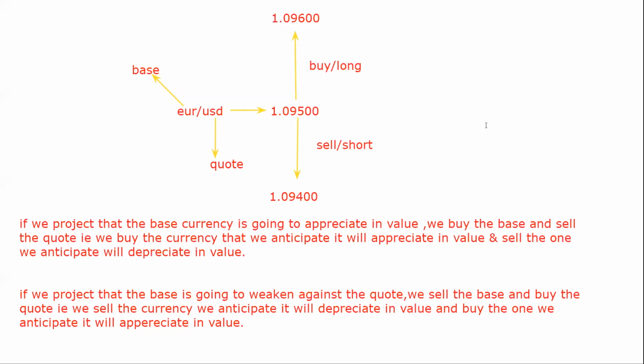So all the movement that is done on the forex market is measured in pips. If an exchange rate moves from one price point to another price point, that movement is measured in pips. So in this case, if the currency moves from 1.09500 to 1.09600, we say it has moved a certain number of pips. So the movement up or down is measured in what we call pips. So let's talk about what pips are.